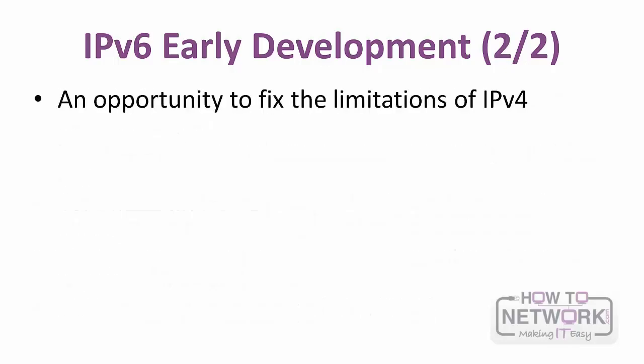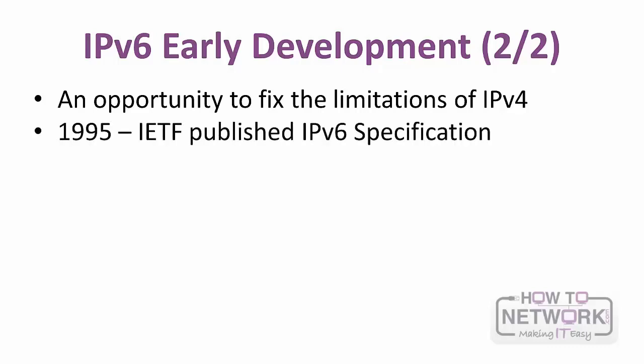In addition to increasing the size of the address space, this was also a unique opportunity to fix the limitations of IPv4 and develop a protocol to ensure reliable growth and enhanced performance for the future. In 1995, IETF published RFC 1883, Internet Protocol version 6, IPv6 specification, which later became obsolete and was replaced by RFC 2460 in 1998.